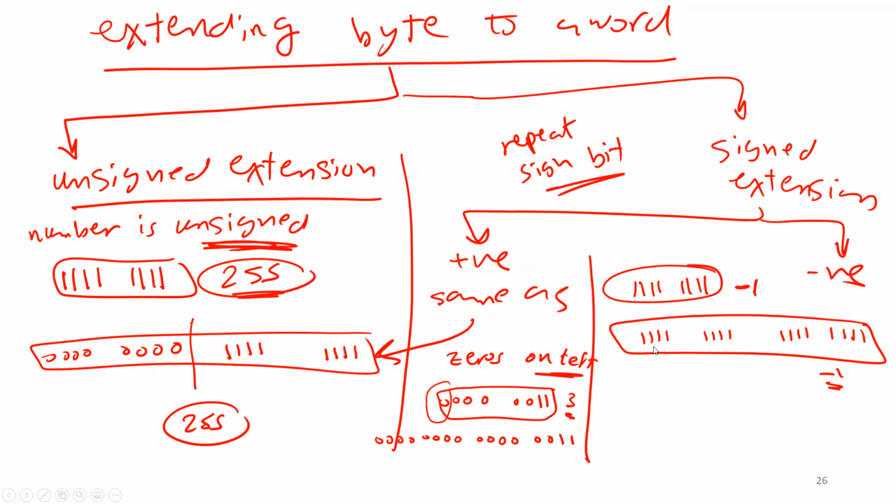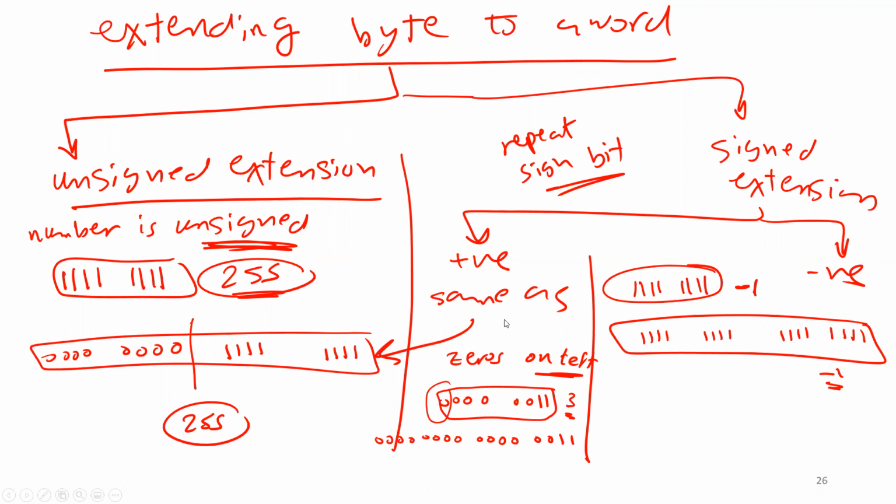Think about it. If you put zeros, you are going to change the number. If you put ones on the left, this is the interesting part: in negative numbers, putting ones on the left is not going to change the number. For example, this is -1. If you put ones here, I also get -1, so I didn't change the number. But if you put zeros here, I get 255. The number was -1, and now I changed it. I don't want to do that.